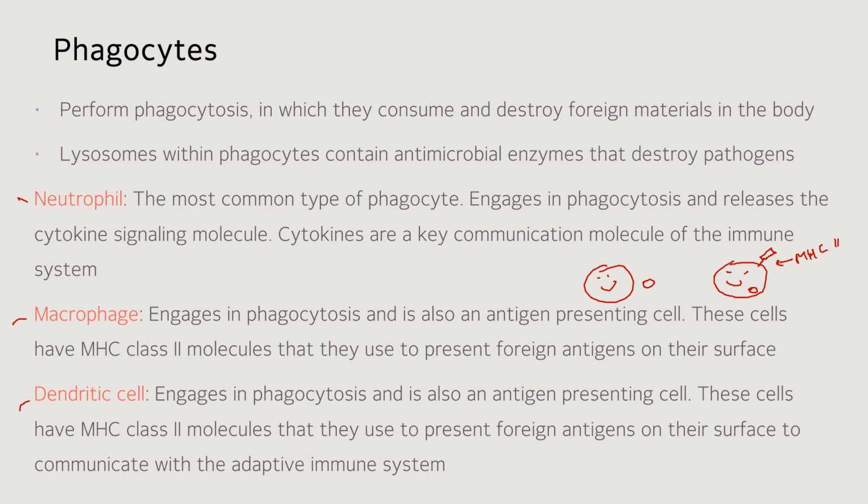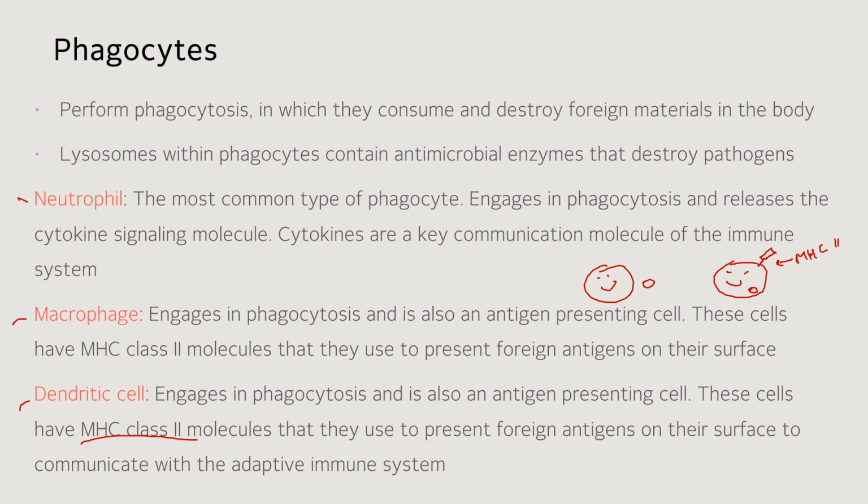Dendritic cells are really, really similar. So they engage in phagocytosis and are also an antigen-presenting cell. So again, these dendritic cells also have an MHC class 2 marker as well. Dendritic cells are probably the main cell though. This is the difference between the two. Macrophages will present foreign antigens to the cells around it.